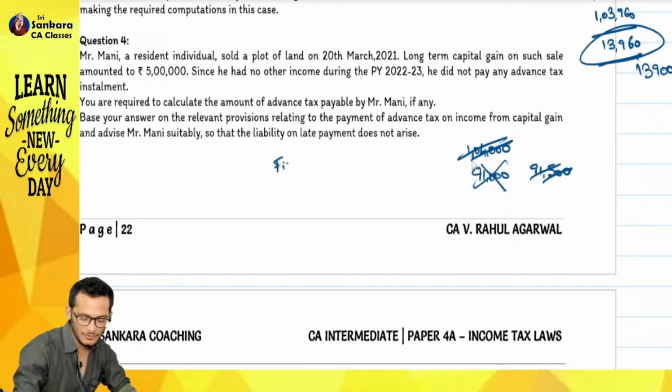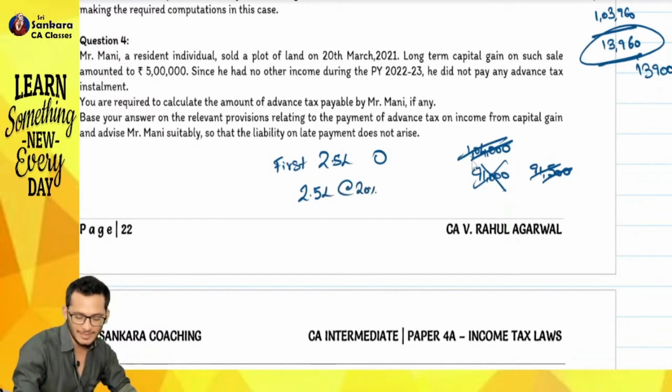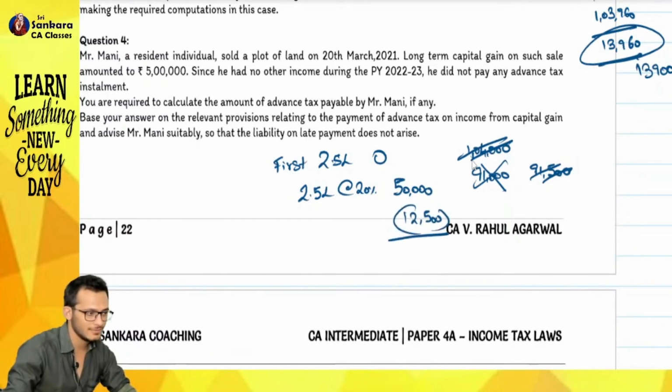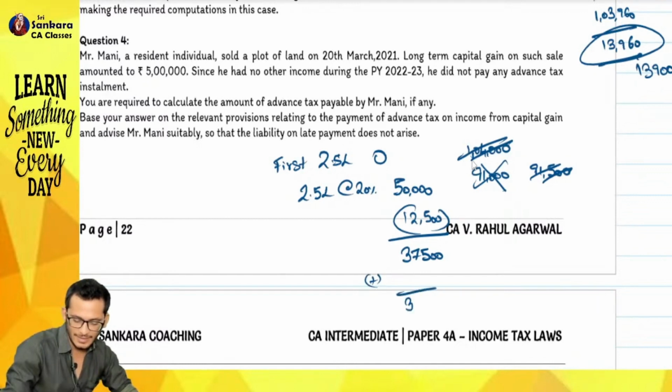For the first 2,50,000 tax is 0. For the balance 2.5 lakhs it will be at the rate of 20%. Number is 50,000 minus 12,500 of rebate. 37,500 add 4% cess, 39,500.